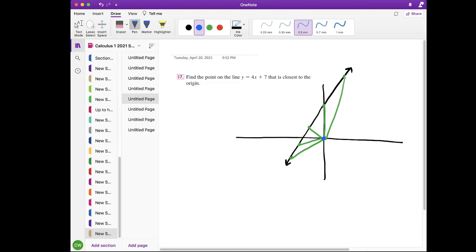Just curious, actually, is anyone in matrix algebra now? I know some people take it coincident with Calc 1. Yeah, it's the one right before linear algebra. It's 160. It's pretty much linear algebra.